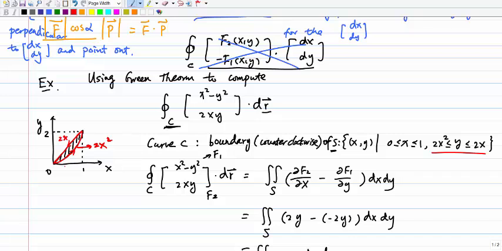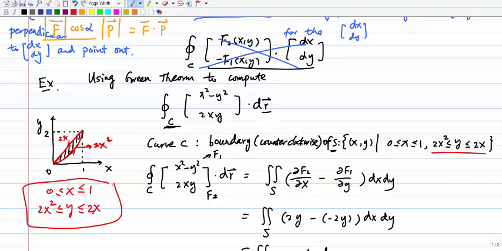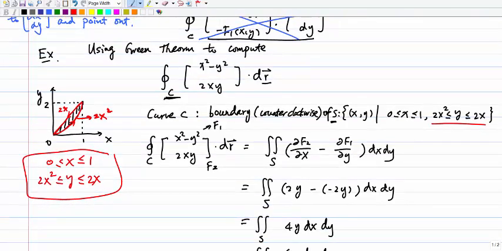So x is between 0 and 1, and y is between 2x squared and 2x. That's what we have. This is the bound we use for the double integration. Of course, to calculate the line integral, you can also do it in two pieces, one piece over here.